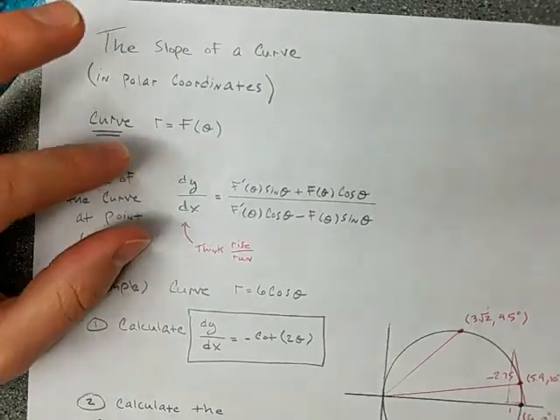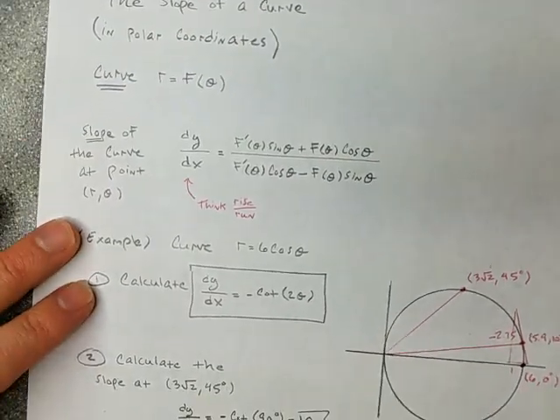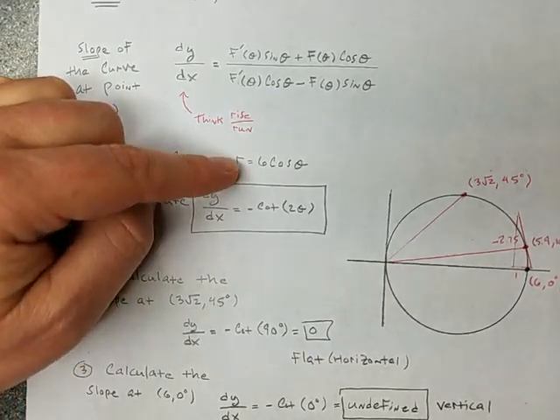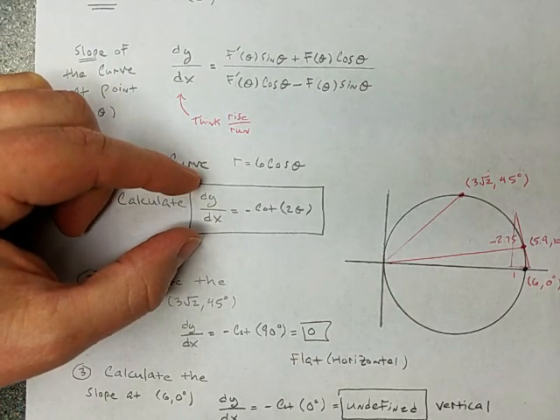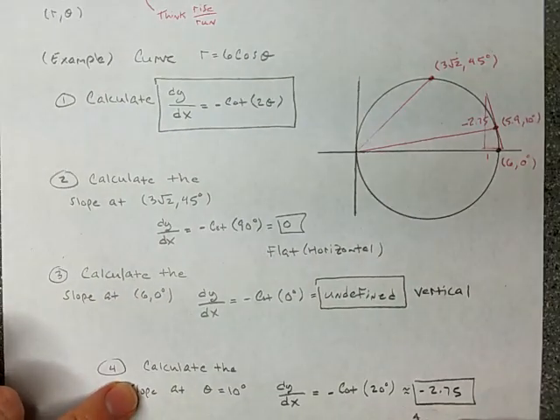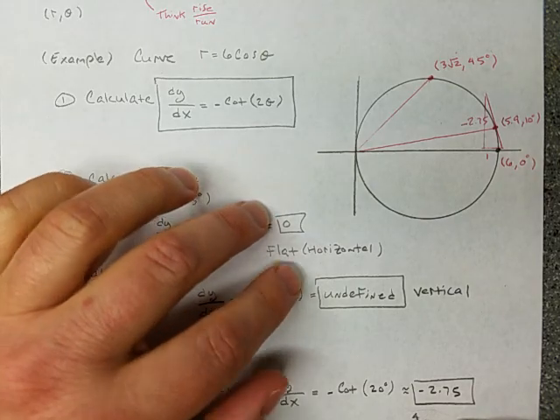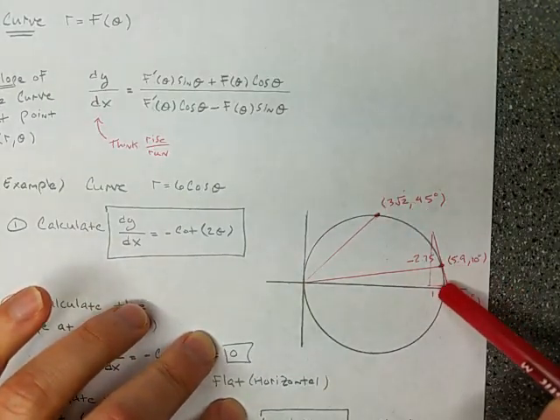So we got our slope formula for a curve in polar coordinates. We've got an example. Reducing this might involve trig identities, but these are just calculations. Hopefully you can tell that every single answer I got is consistent with the way this curve looks to start with.